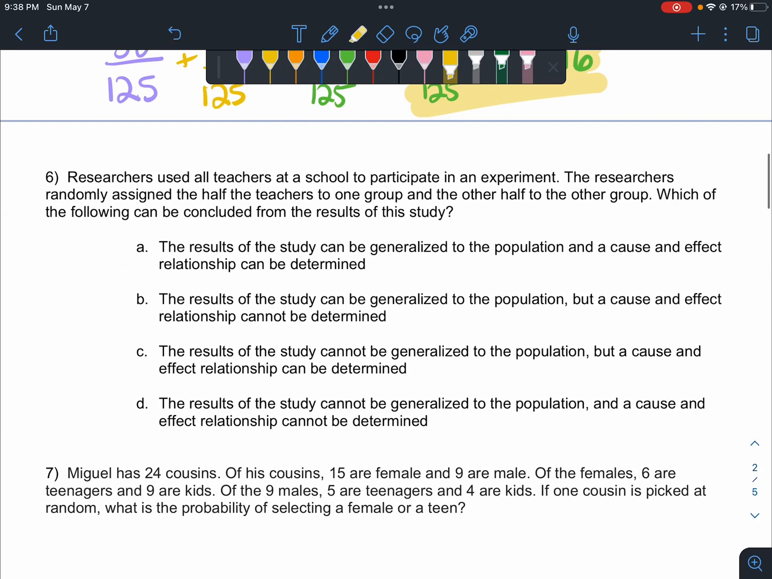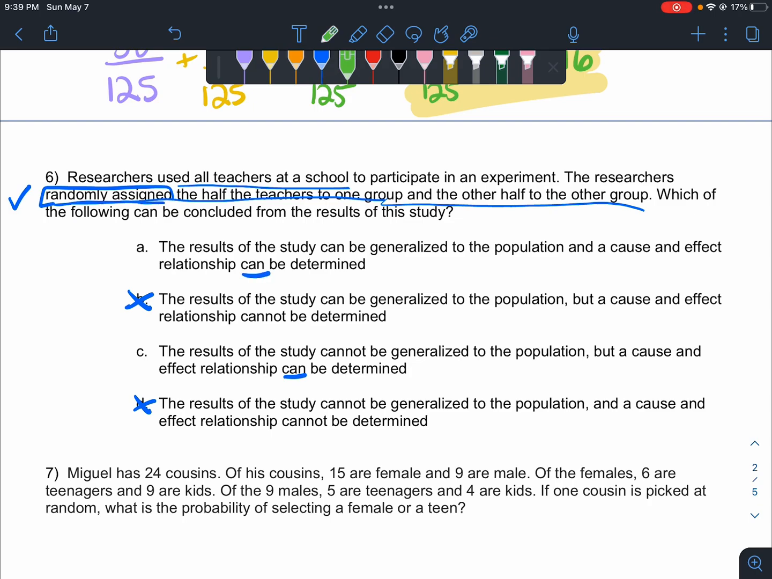Okay, number 6, we have researchers who used all teachers at a school to participate in an experiment. Researchers randomly assigned half of the teachers to one group, another half to the other group. So here's one thing we can eliminate. We know that is a random assignment, so that is yes. So random assignment is a cause and effect, and it can be determined if it's randomly assigned. I like that. So we can eliminate B, and we can eliminate D, right? So it can be determined.